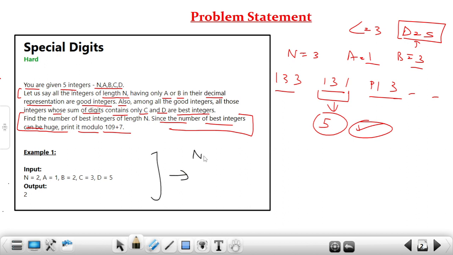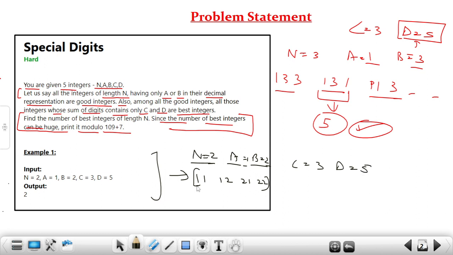Let me explain one example which is given here. Example says that we have n equals 2, a equals 1 and b equals 2. First of all, let me write all the good integers possible. I have length 2, so all the 2-digit numbers having either a or b: 1 1, 1 2, 2 1 or 2 2. These are the possible good integers.